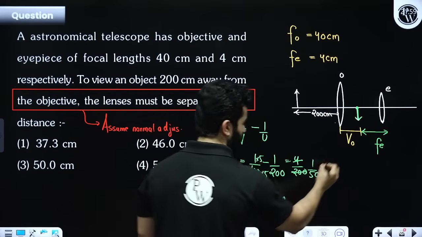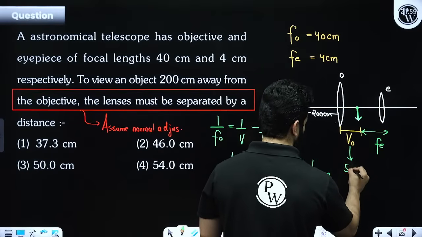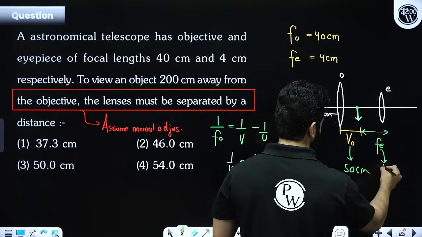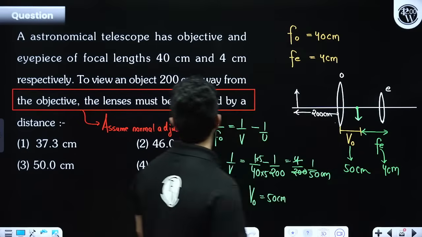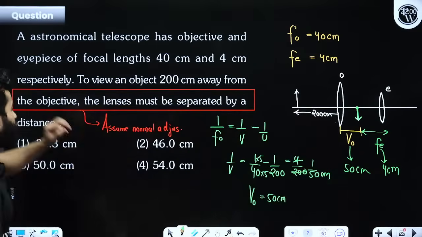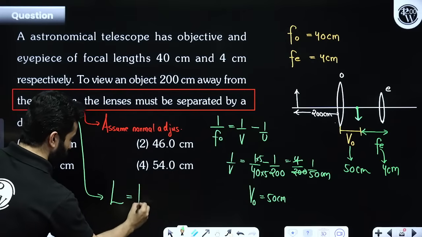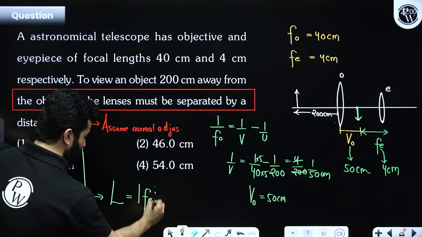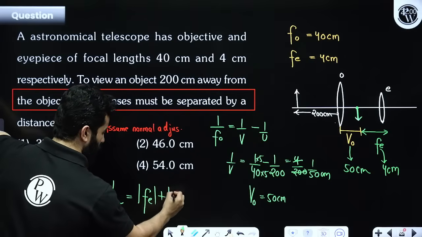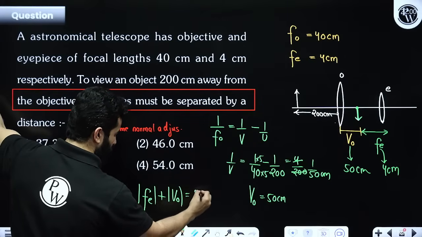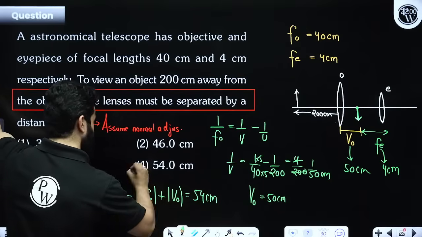So doston, this is 50 centimeter and this is 4 centimeter. They are saying the lenses must be separated by mod of FE plus mod of VO. So that means 54 centimeters is the correct answer.